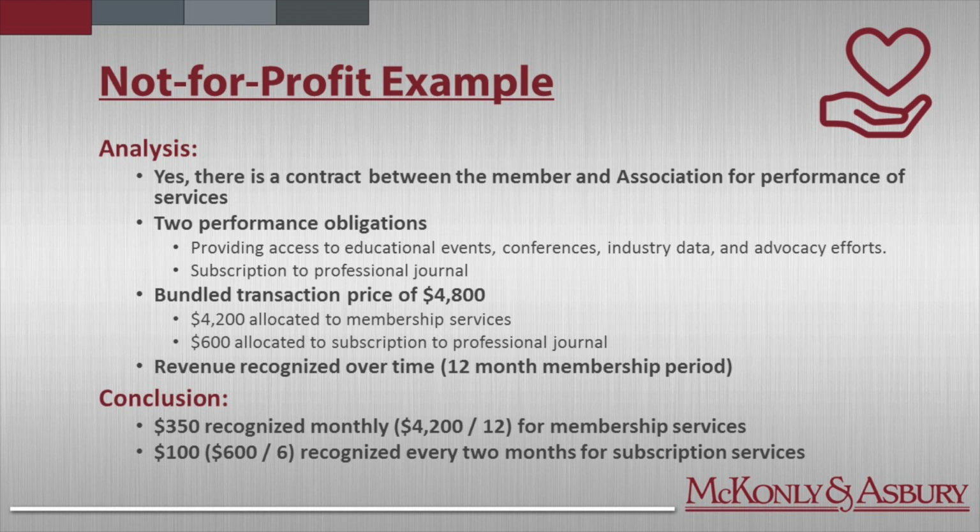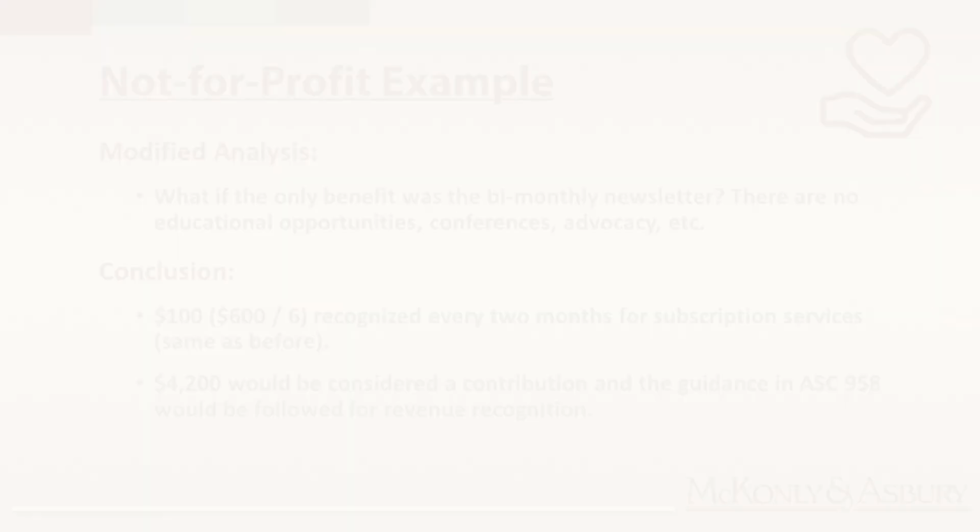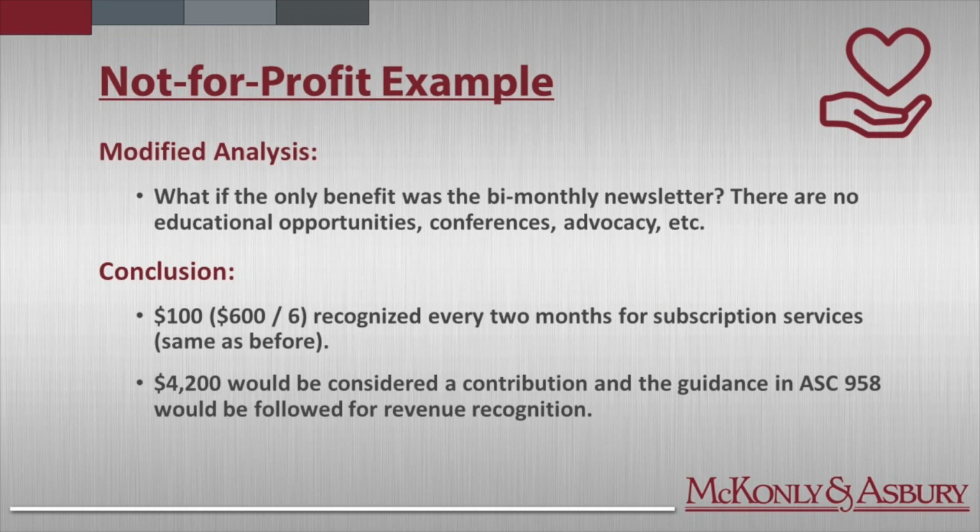So let's look at it a little bit differently. What if the only benefit was the bi-monthly newsletter, but you're still paying the $4,800? So we have a standalone selling price for the subscription and for the newsletter that comes out every 2 months. So you recognize that at your $100 every time you mail that for the 6 times. And then the $4,200 would be considered a contribution, and you would be back over into the ASC 958, the not-for-profit guidance for contributions, and you would follow that guidance. So depending on the circumstances, in a lot of cases, the $4,200 will be recognized as revenue right away.